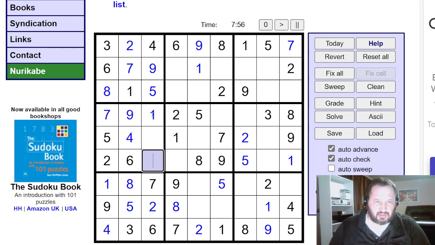Same thing, let's look at this column. We have a 1, 2, we need a 3, 4, 5, 6, 7, and an 8. We need a 3 and an 8. Okay, well there's no 3s to help us just yet, but we do have an 8. So our 8 has to go here, our 3 has to go here.